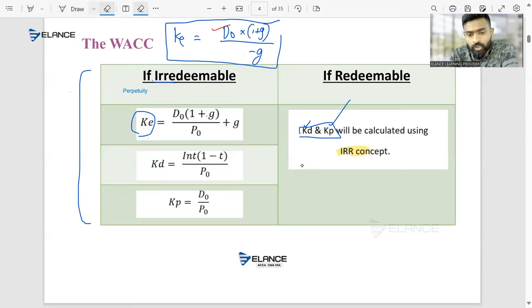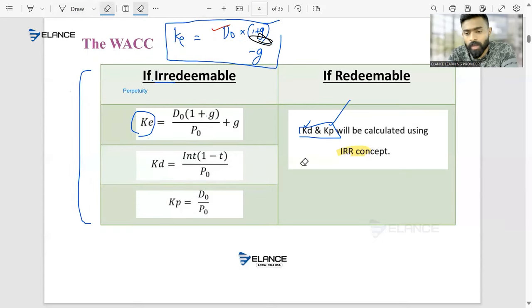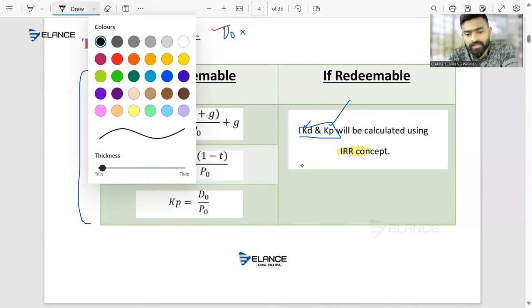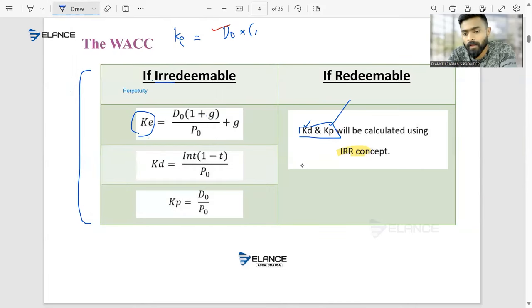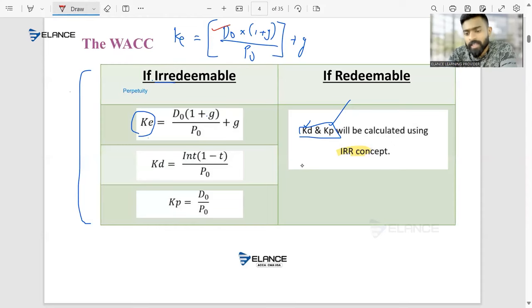Sorry, the formula is P0 minus Z, my mistake. I wrote it for P0. I wrote a wrong formula once again. KE is equal to D0 into 1 plus Z, divided by P0, whole plus Z. We'll use this formula to solve KE if information about dividend, growth, and share price is all given.